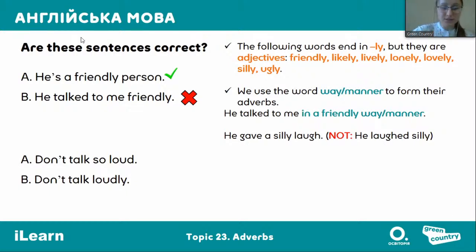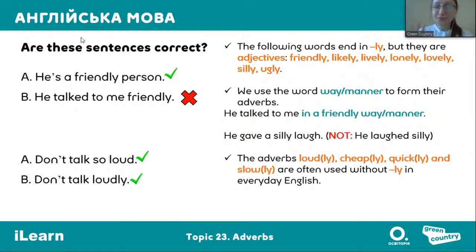Okay, what about the second set of sentences? A, don't speak so loud, or B, don't speak loudly. What do you think about these two sentences? Don't talk so loud or don't talk loudly or so loudly. Doesn't matter. Are these sentences correct or not? Don't talk so loud or don't talk loudly. Both correct. Okay, any other guesses? The first one is correct. What about B? B is actually also correct.